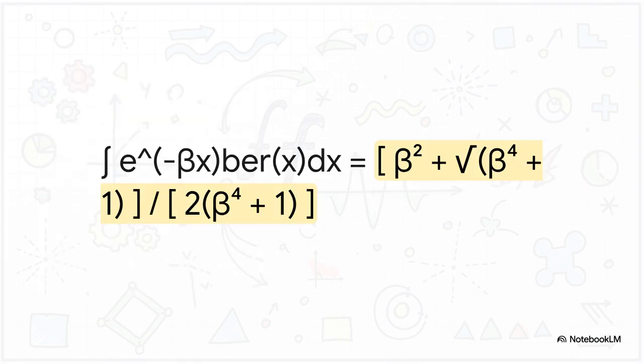And here it is, the solution. All of that complexity, all those steps, they all boil down to this one kind of beautiful, elegant expression. The value of our omega is beta squared plus the square root of beta to the fourth plus 1, all of that divided by 2 times beta to the fourth plus 1.